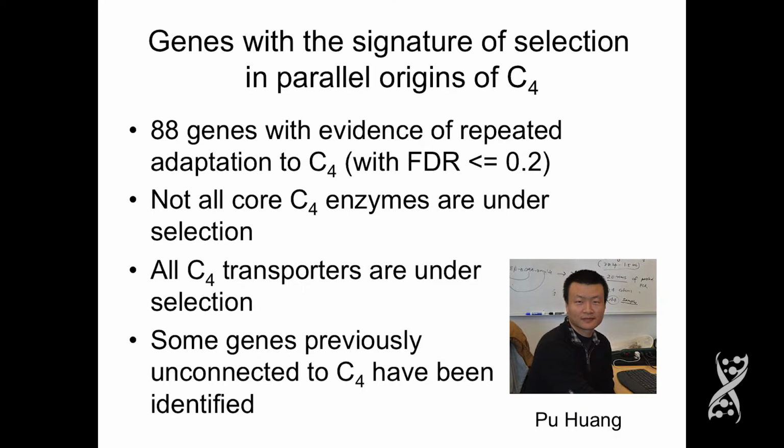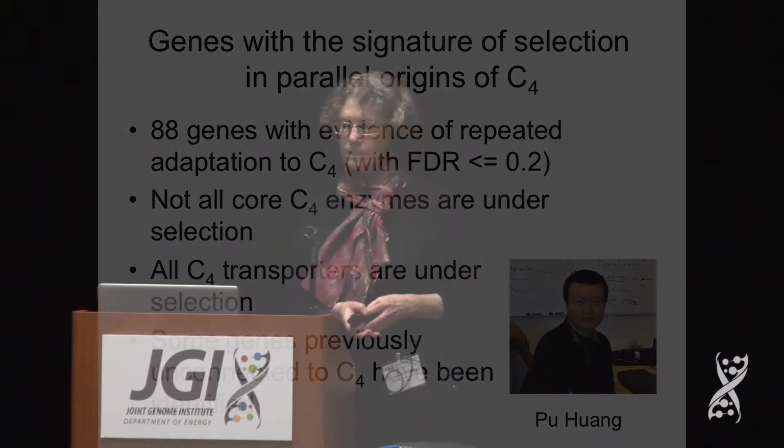Using that, he can look at all the core C4 enzymes, the biochemistry that's very well known. Some of them are under selection, some are not. All the transporters, the things that move things back and forth between those two cell types, are under selection. And he's also identified some genes previously unconnected to C4. So it's pointing out some new targets that we wouldn't have spotted otherwise.